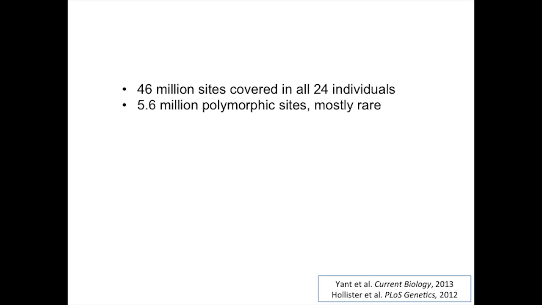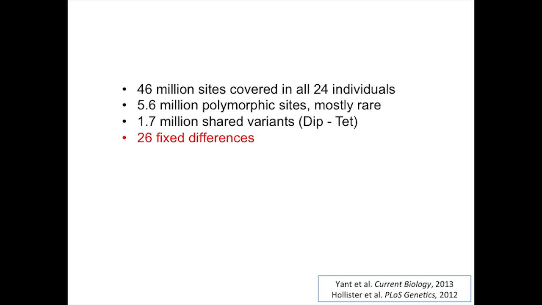There are 5.6 million polymorphic sites, most of them rare, so they're just found in 1 or 2 individuals. There are 1.7 million sites that are shared between the diploids and the tetraploids, and only 26 fixed differences. So this would mean that all the tetraploids have one variant and all the diploids have a different one. And actually 13 of those 26 are found in just 2 genes. So 2 of the genes I'm going to tell you about in a moment are responsible for fully half of the fixed differences between these types.